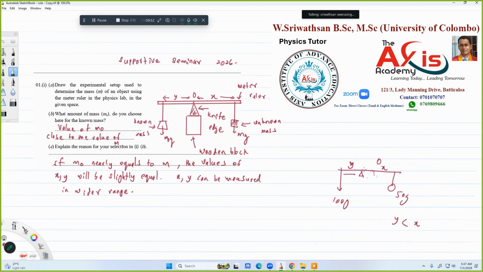If y is very much smaller, then many errors will occur. Percentage error in measuring y will also increase. X will be in wider range, y will be small. So this is not good. If we keep these two masses nearly equal, that means nearly comparable, then x, y will be comparable. That means x, y can be measured in wider range. That is the theory.